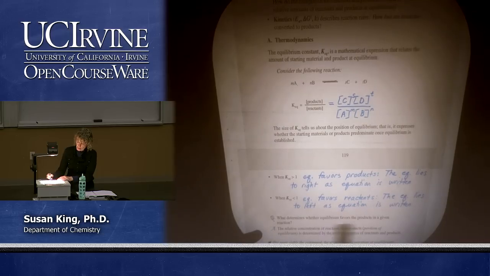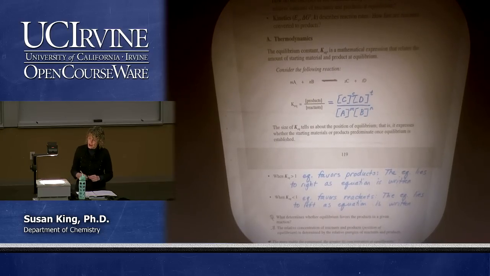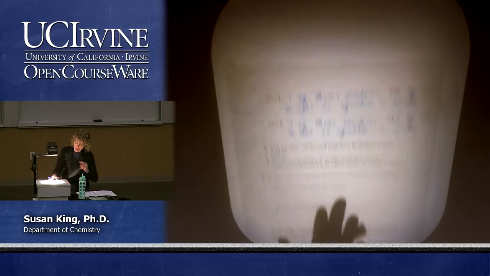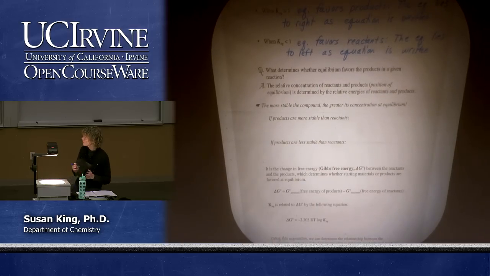So what determines whether equilibrium favors products in a given reaction? The relative concentration of reactants and products. The position of equilibrium is determined by relative energies of reactants and products. And at equilibrium, we are always going to favor the more stable species. So it's not just acid-base reactions, it's any equilibrium reaction. So the more stable the compound, the greater its concentration.